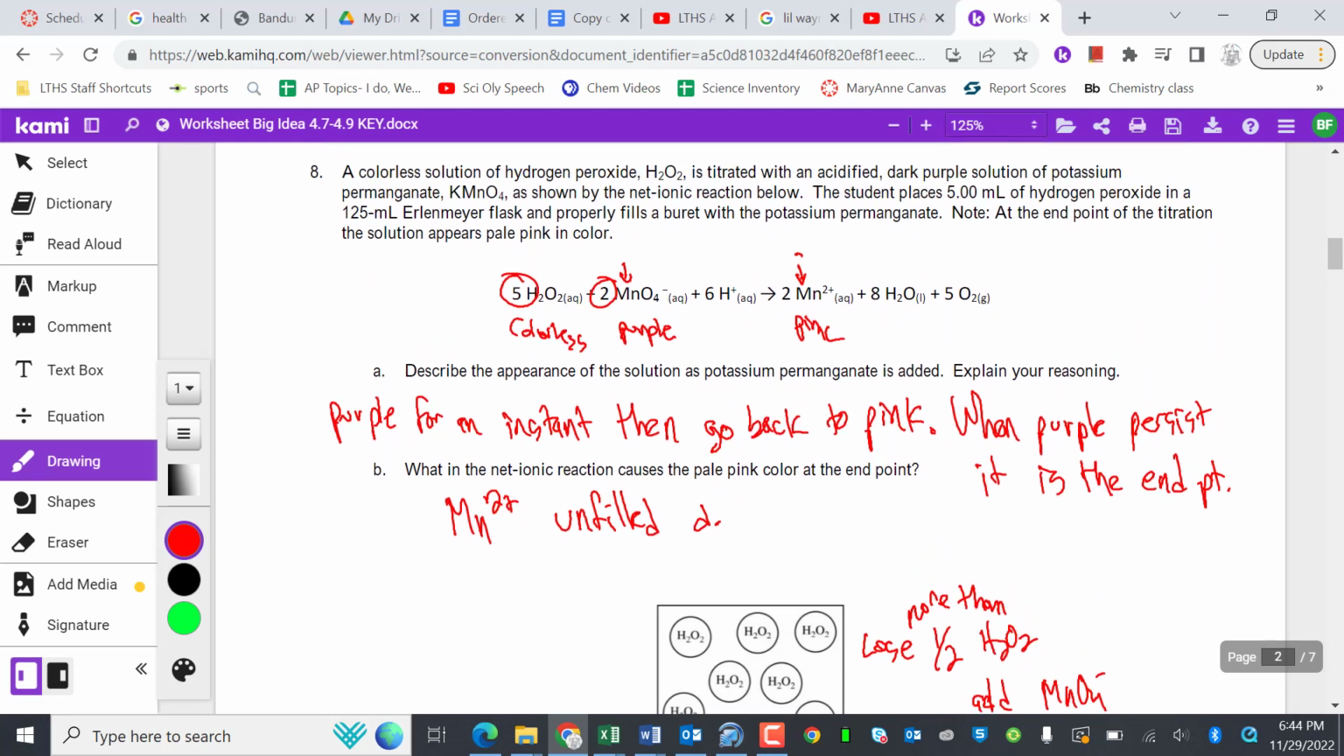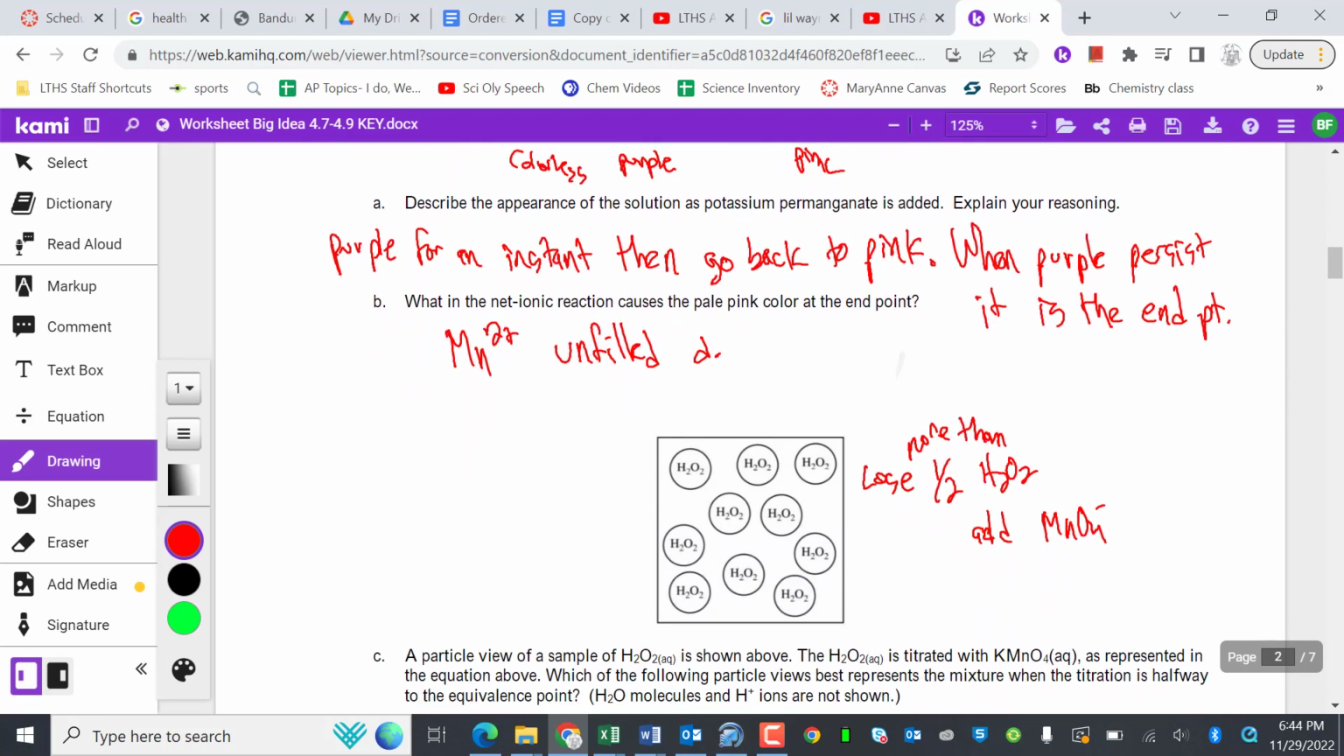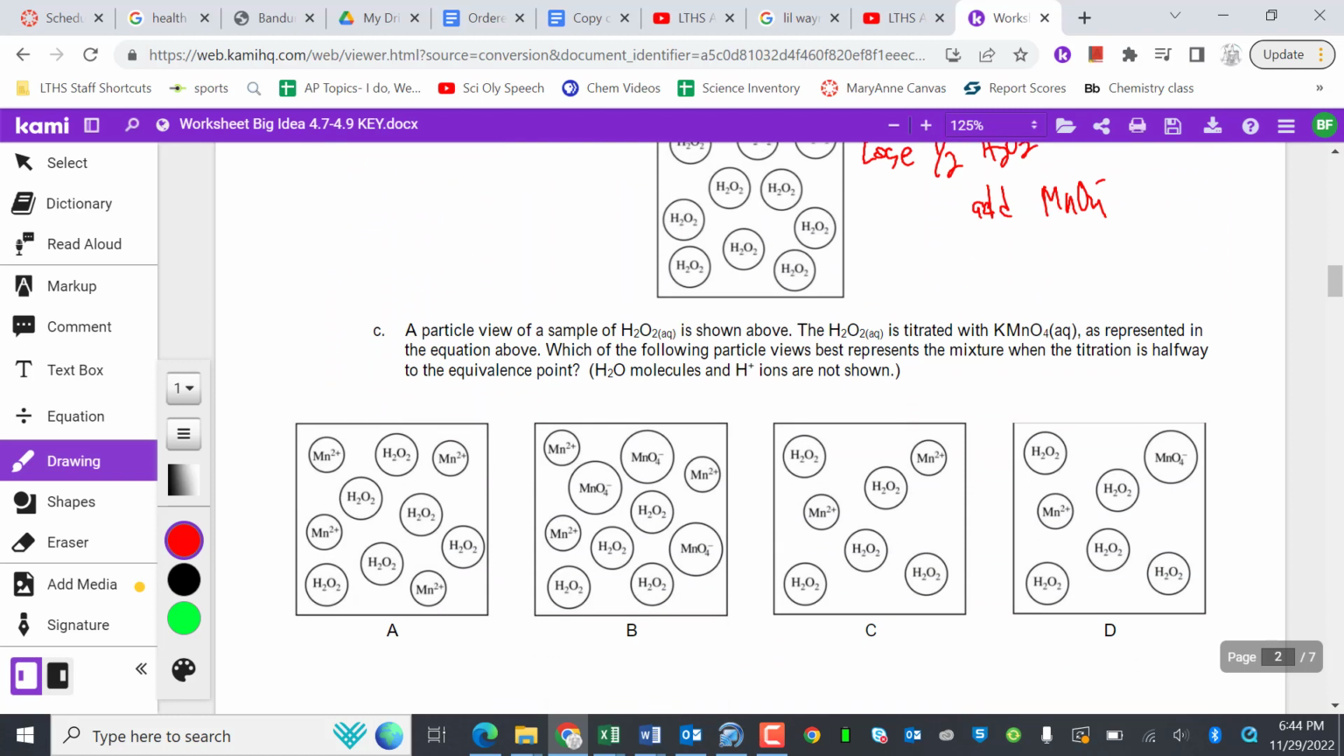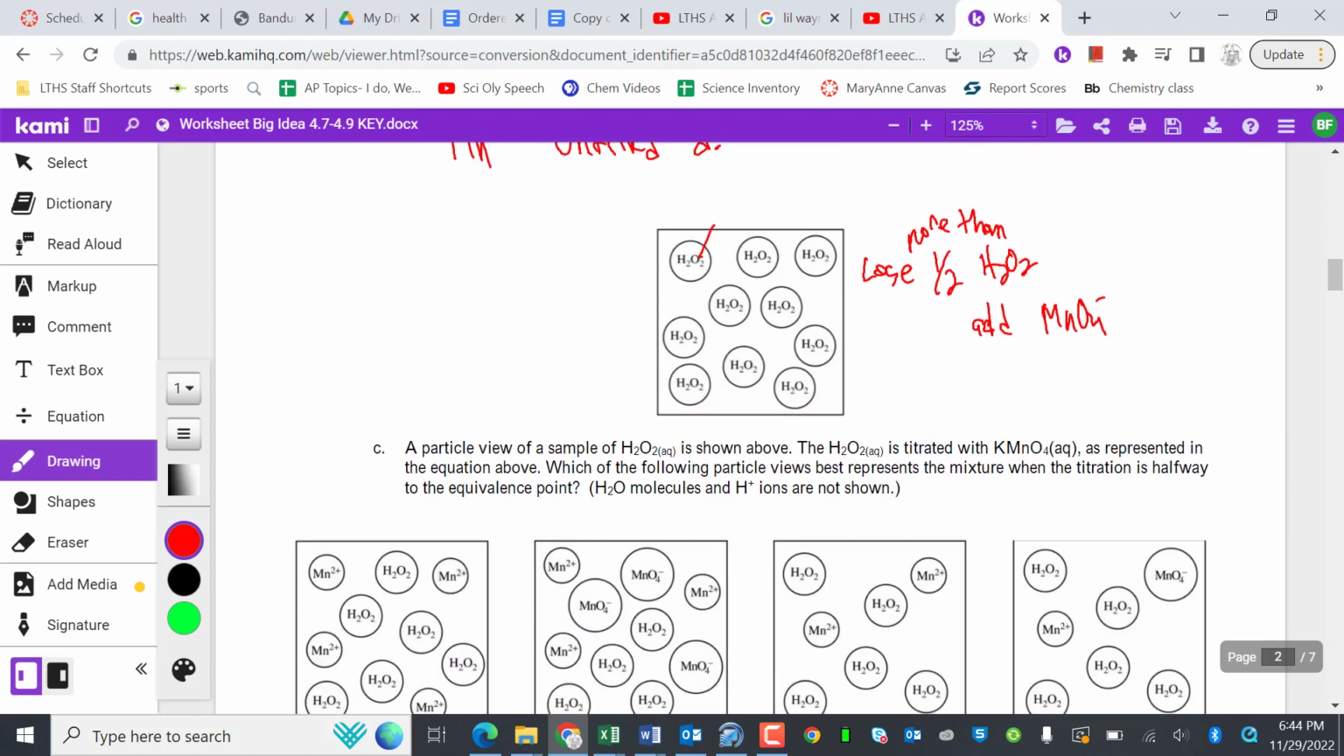So this is terrible, the way I gotta think through this. So let's take a look here. What if it was 50-50? Let's see if we've got a 50-50 there. So what do I have here? I had 1, 2, 3, 4, 5, 6, 7, 8, 9, 10. So I have 10 of these. So this would mean that halfway I would lose 5 H2O2s and I would add 2 MnO4s.